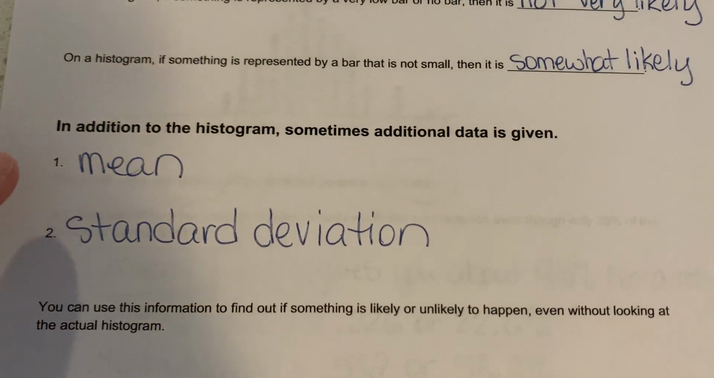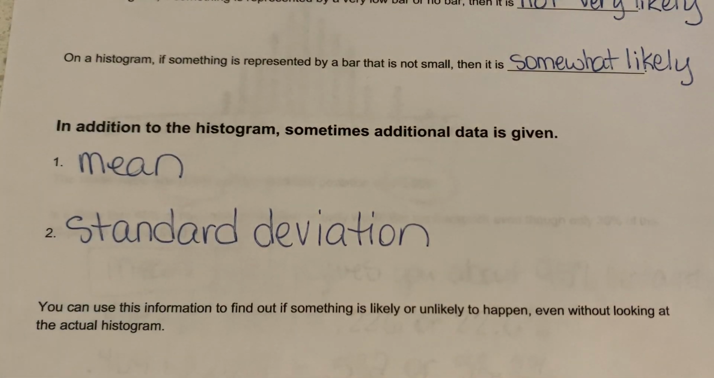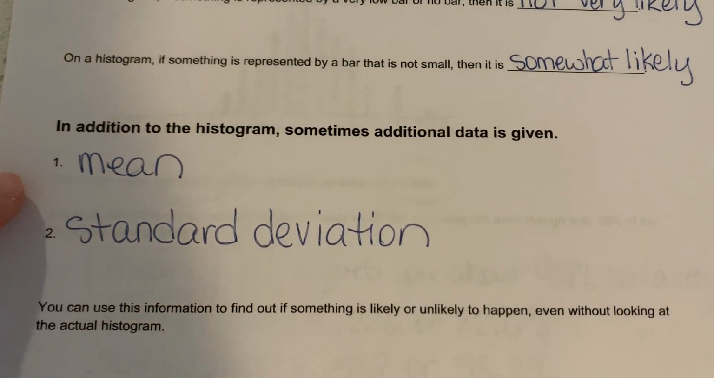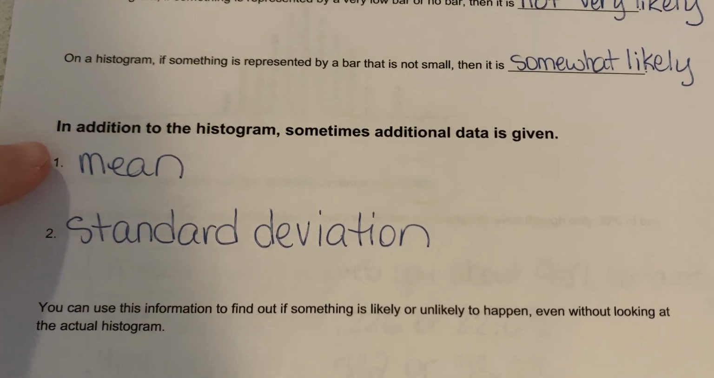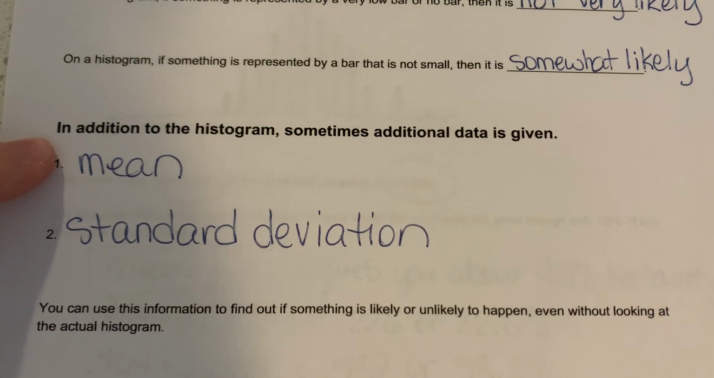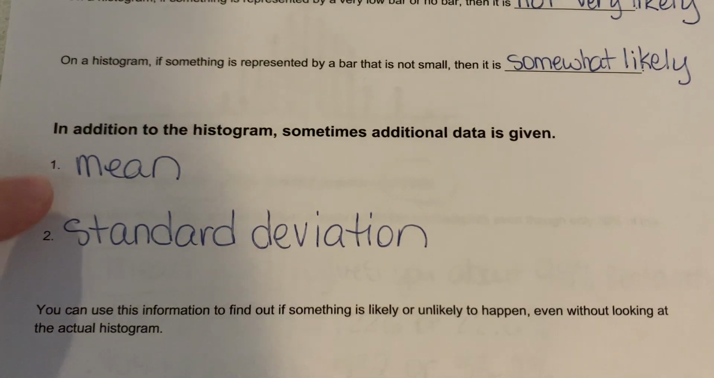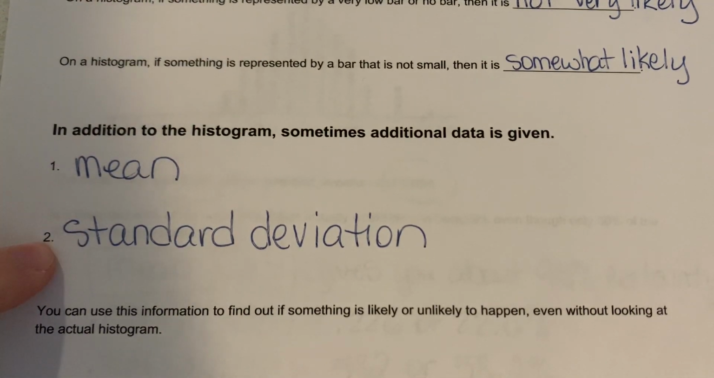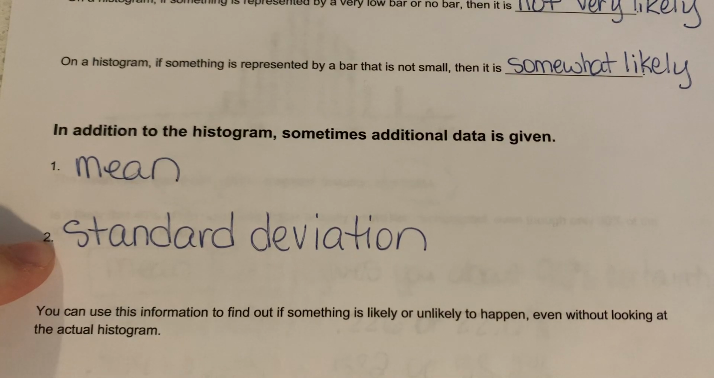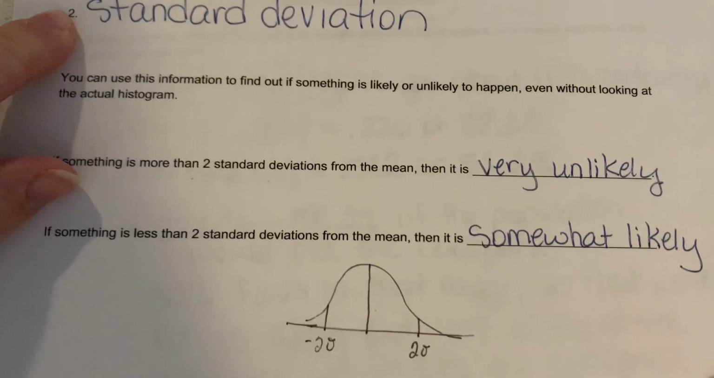A lot of times I've noticed on the old Regents exams and in the Barron's book that a lot of you have, and also on the SAT and ACT exams, in addition to giving you a bar graph, they'll give you some actual data. So they're going to give you the mean and they're going to give you the standard deviation. And so when you get those two things, you're going to be able to calculate what is likely and what is not very likely. So how do we do that?